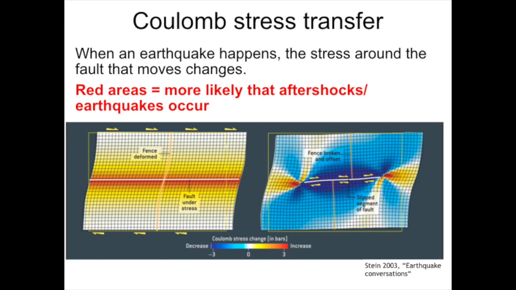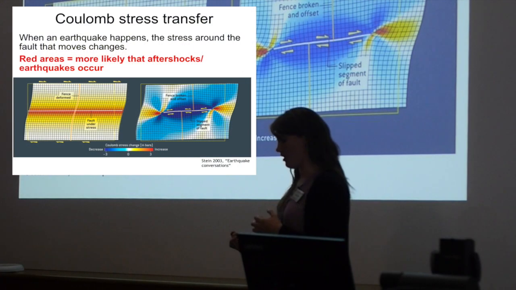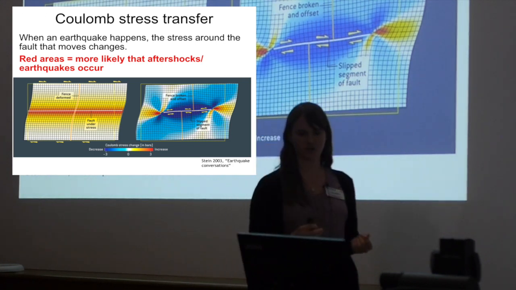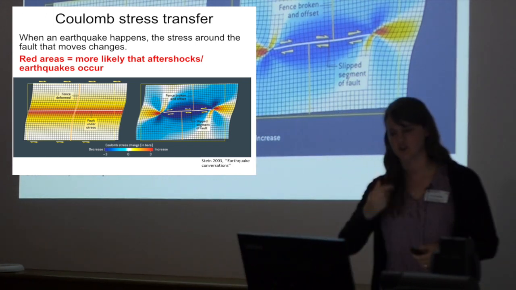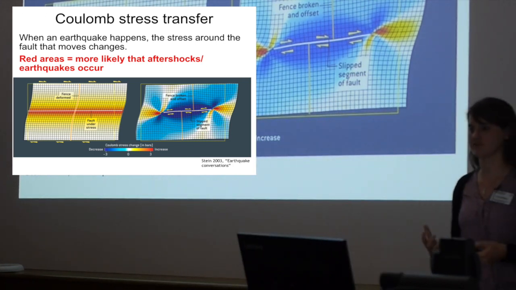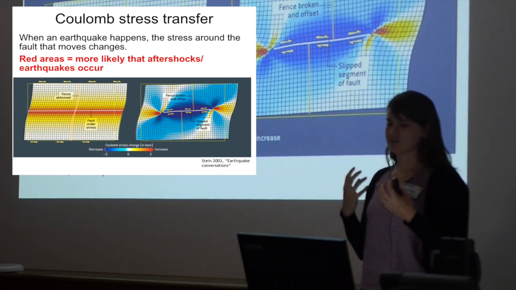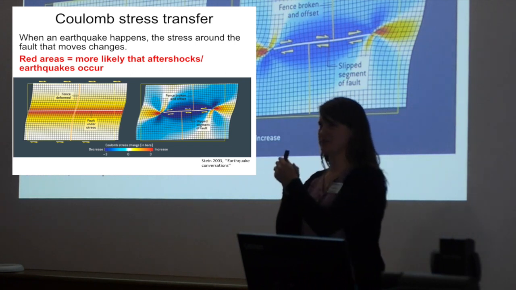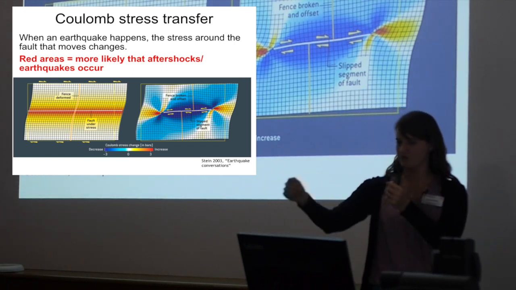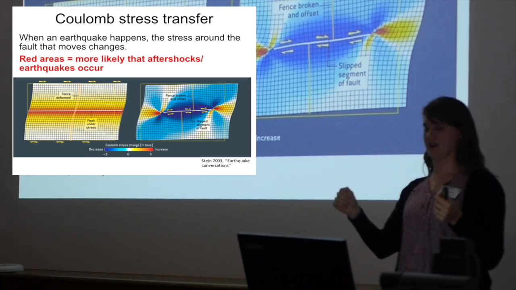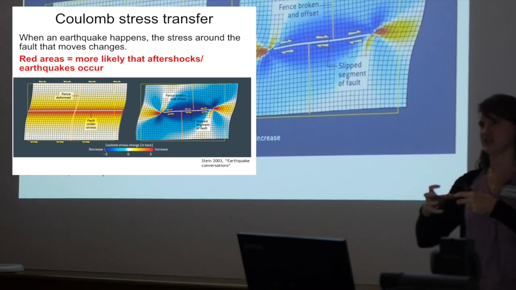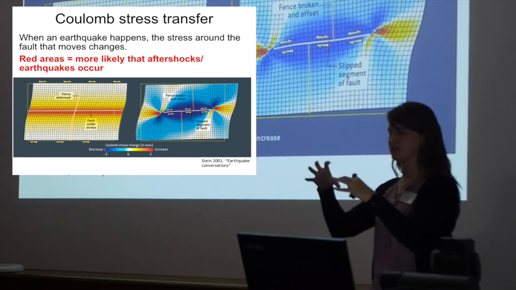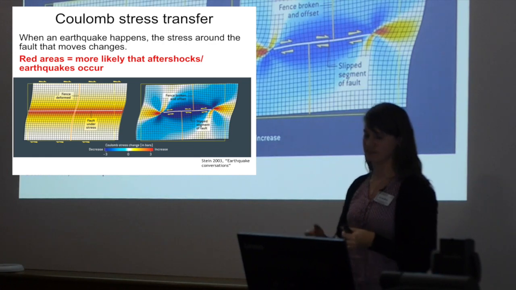One way that we can start to think about where earthquakes might occur in the future is a technique called Coulomb stress transfer. And this is what I do most of my research on. What Coulomb stress says is that when an earthquake happens, there's going to be slip on the fault. So the rocks around the fault are going to deform slightly. And that deformation is going to induce some stresses around the fault that has the earthquake.